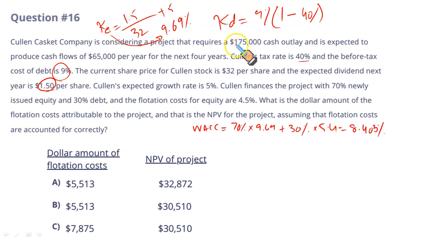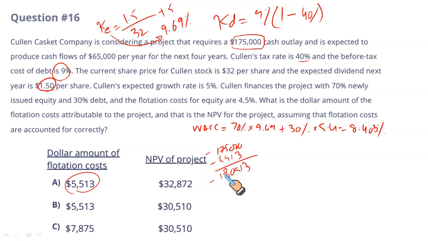The project requires an initial investment of $175,000. Treating the flotation cost correctly means this 5,513 must be considered as an initial outflow, which means the initial outflow would be negative 175,000 and negative 5,513. That's what you need in total. It is 175,000 plus 5,513, that is 180,513. That's your initial investment.